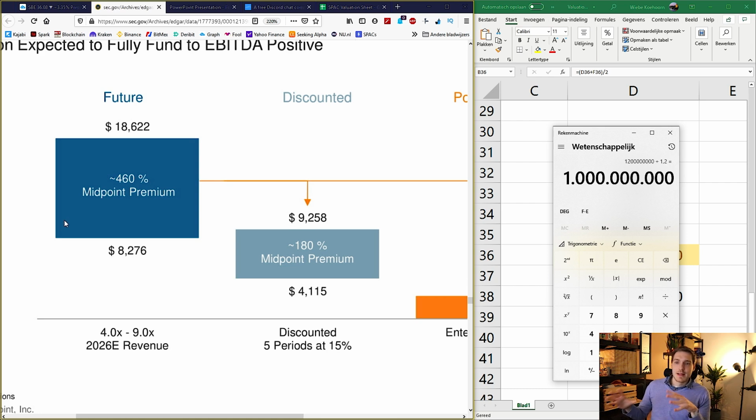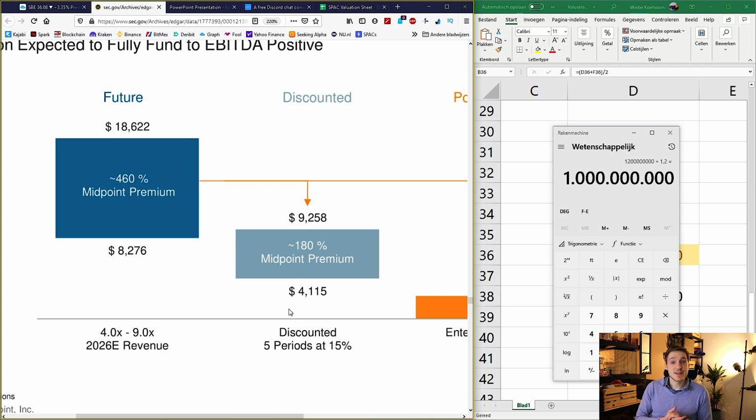So we can also do exactly that with ChargePoint. We said, again, the future enterprise value is between 8.276 billion and $18.622 billion. Okay. But now, what is the discount rate? In the example we used a discount rate of 20%. Sorry. In the case of ChargePoint, they use a discount rate of 15%. Slight difference. Some SPACs use 20%, some SPACs use 15%. It usually depends a little bit on how quick the company is going to grow. So in this case, we're going to use a discount rate of 15%.